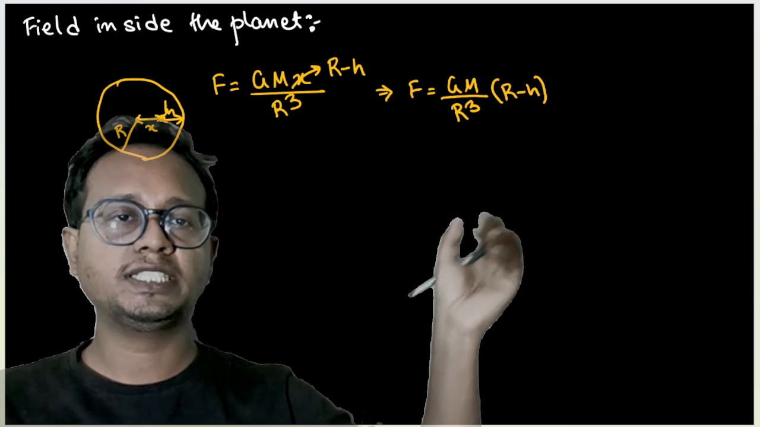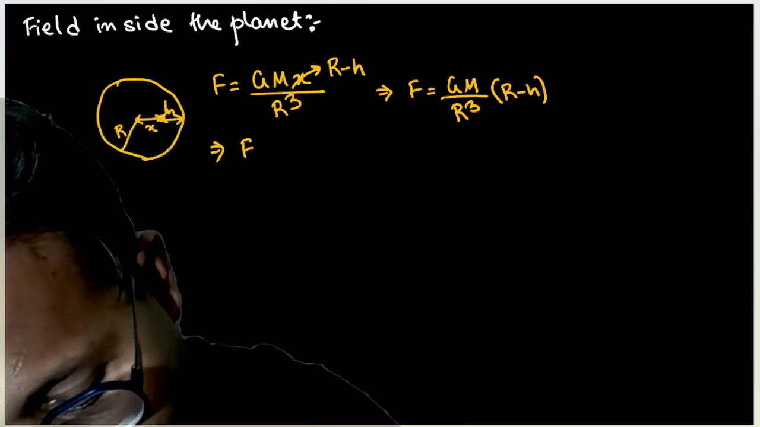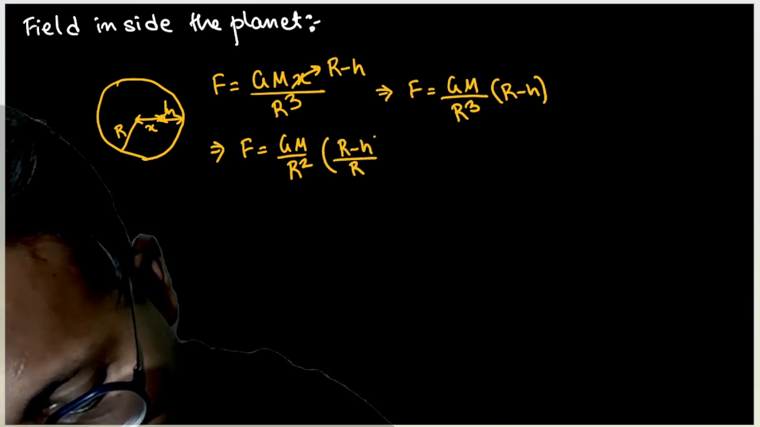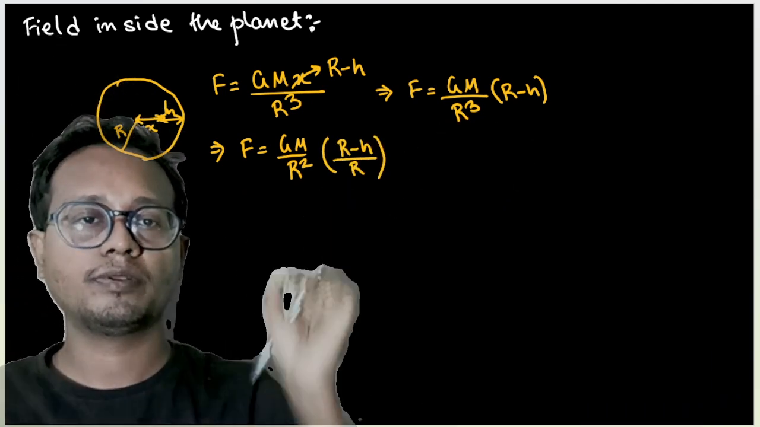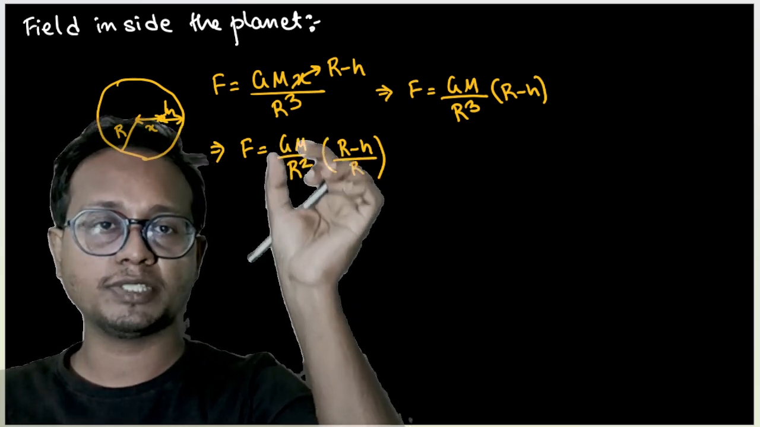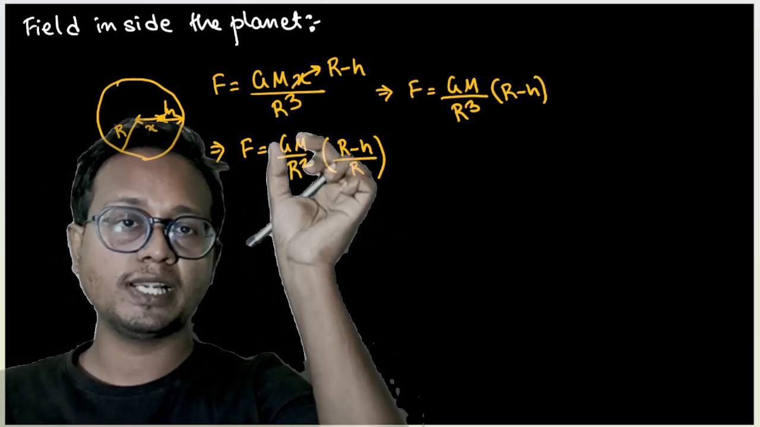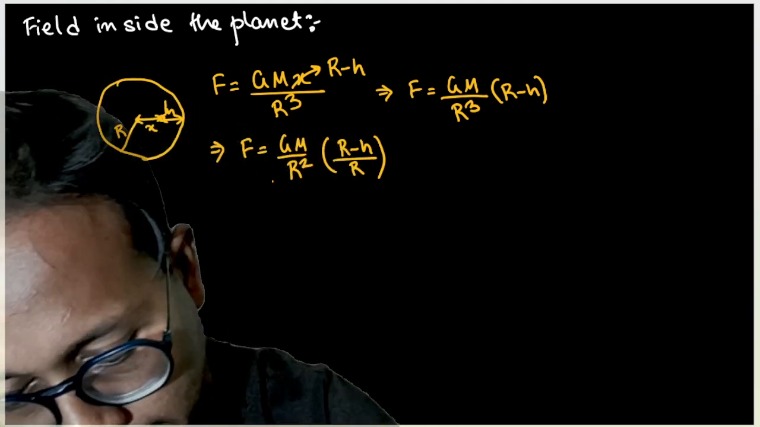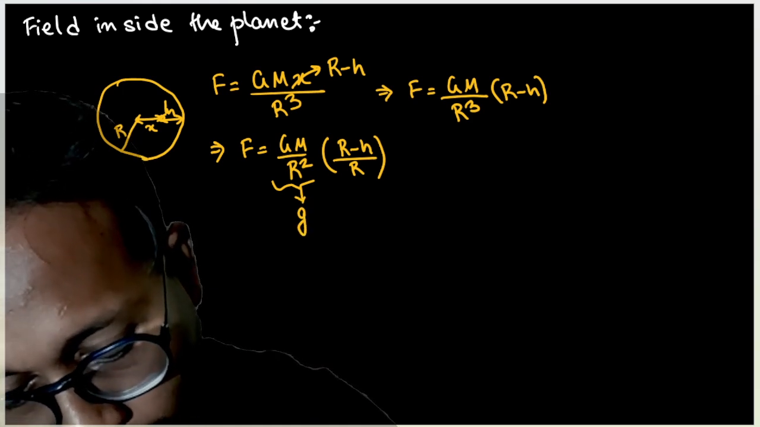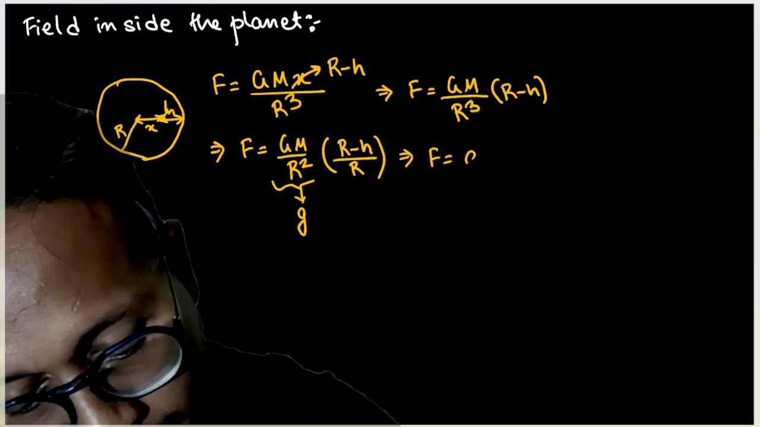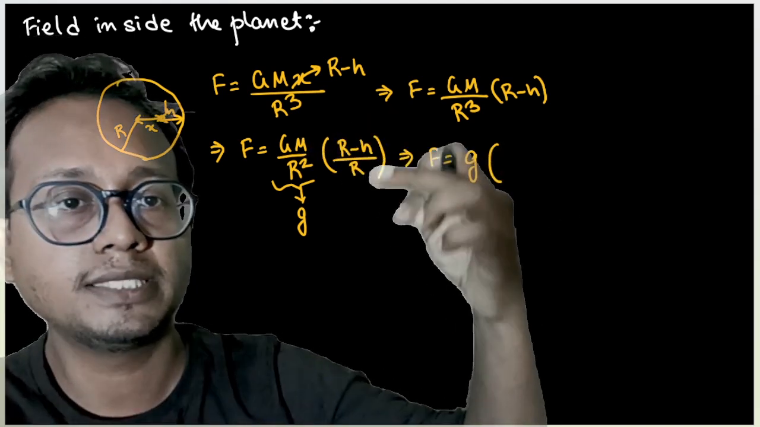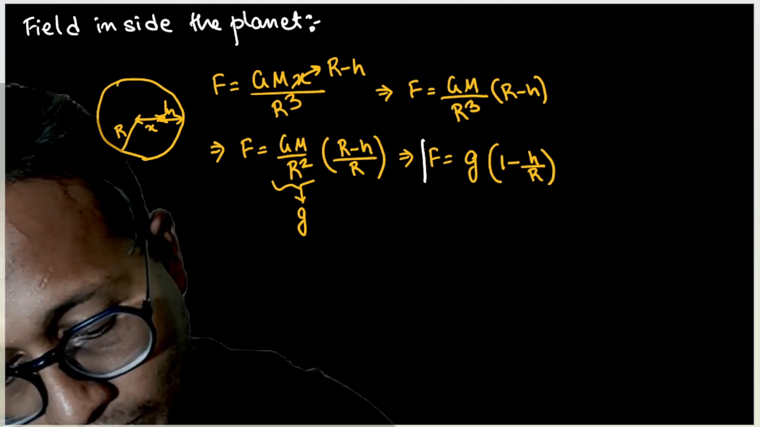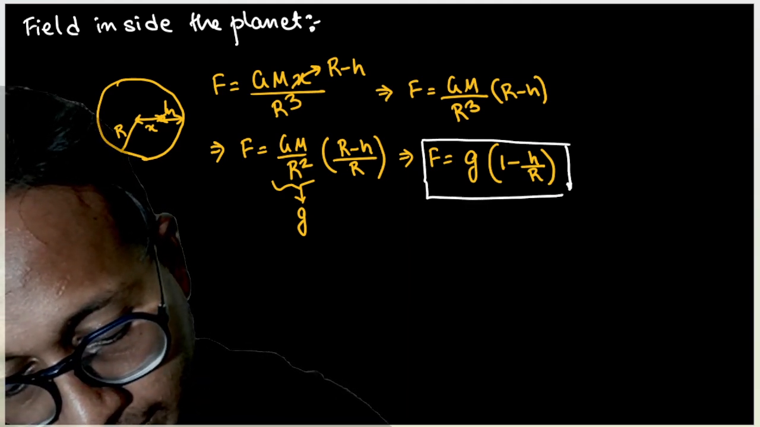Now, this can also be written as F is equal to GM by R square into R minus h divided by R. I have just separated this R cube into R square into R. If you observe this carefully, GM by R square, or the field at the surface of the Earth, is nothing but 9.8 meter per second square for Earth. It is very easy to remember it that way, no? So this is nothing but the value of g. For Earth, the field is equal to g into 1 minus h by R. So this is one more variation of the formula, that is, the field inside the Earth.